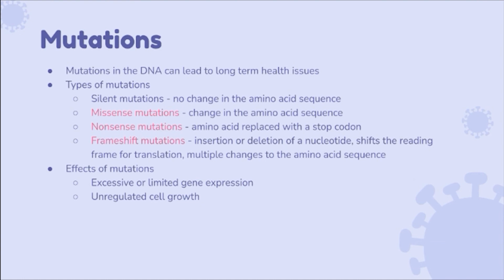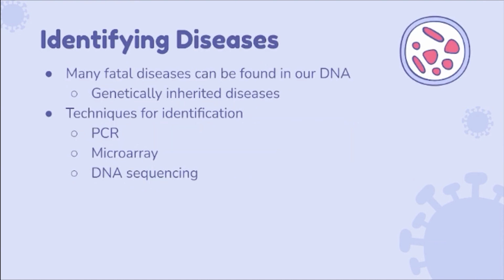One of the biggest parts of biotechnology is the ability to detect and treat diseases, and that's the main focus of this video. Most of the fatal diseases are found in our DNA, which was passed down from our parents. This is why knowing your family history can help you understand your likelihood of having a genetically inherited disease. If they had it, chances are they probably passed down those genes to you.